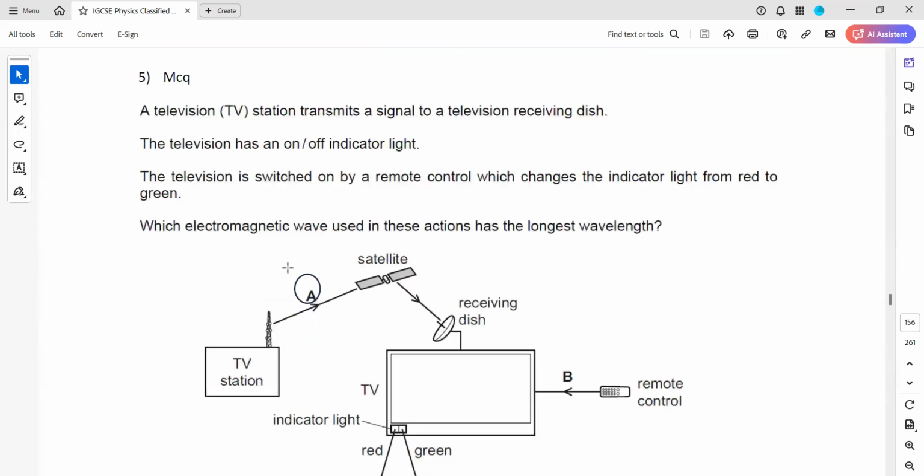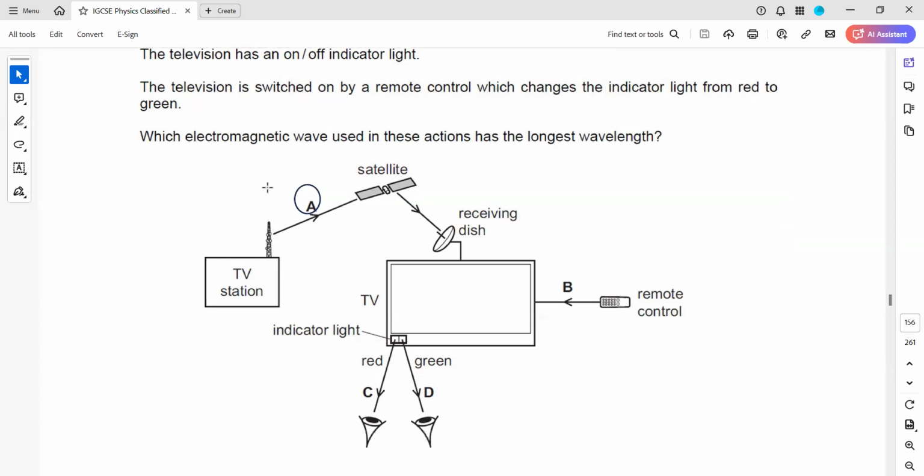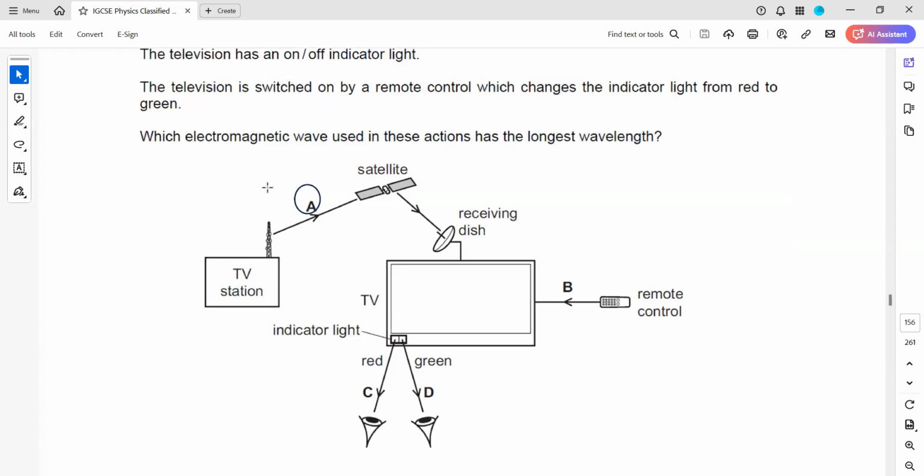Question 5. A television station transmits a signal to a television receiving dish. A television has an on-off indicator light. The television is switched on by a remote control, which changes the indicator light from red to green. Which electromagnetic wave used for this has the longest wavelength?